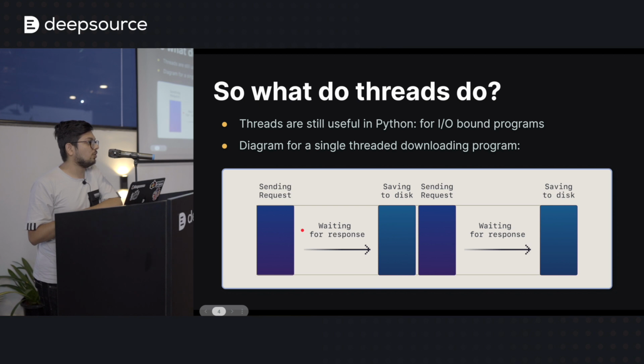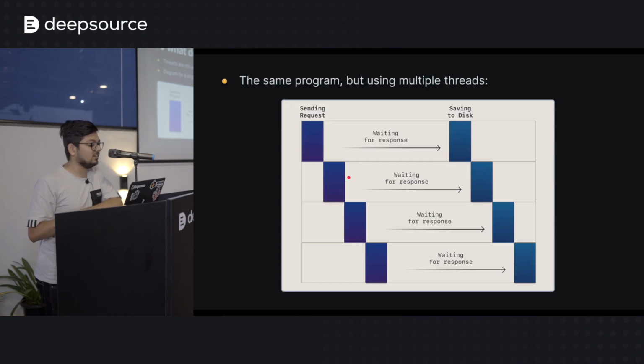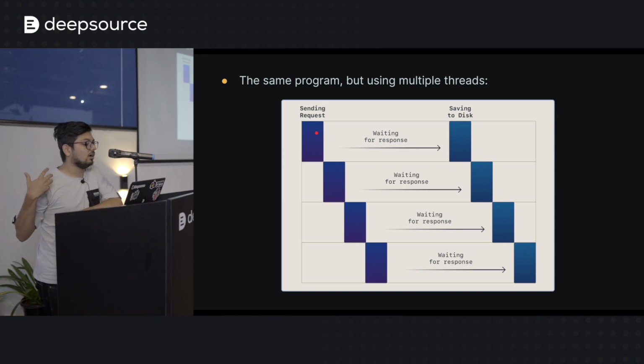So if you were to spawn 4 different threads here and try to run them together, what happens is this waiting time actually gives time for the other threads to start running. Because if one of the threads is sleeping, a separate thread can start the process of sending the request and saving to disk, and sending the request and saving to disk, and so on. So this is kind of the point of threads in Python, as it is right now.